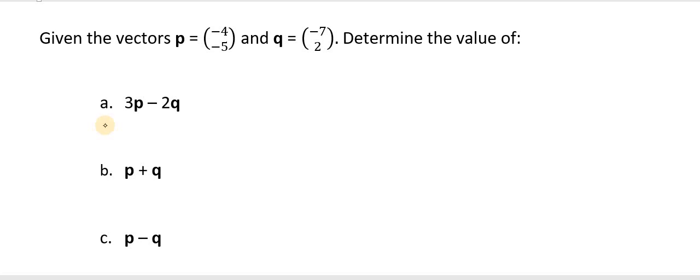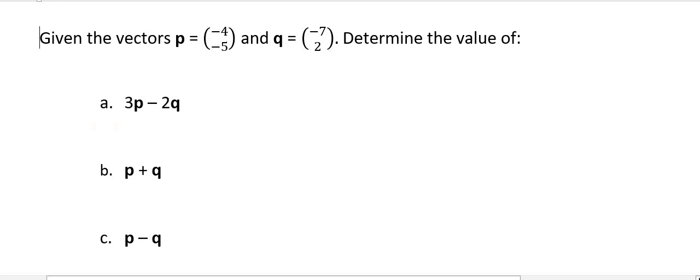In this video, we're looking at operations with vectors: adding and subtracting vectors, as well as multiplying a vector by a scalar. So this question reads, given the vectors p, defined with components -4 and -5, and vector q, defined with components -7 and 2, determine the value of a.